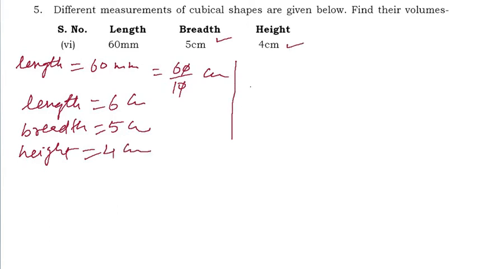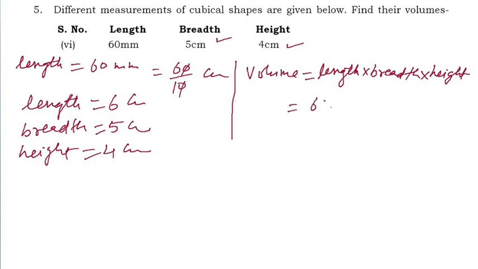Now the formula of volume is equal to length into breadth into height. So length is given as 6 centimeter and it is the 5 centimeter and height is 4. So you can multiply this. 6 times 5 is 30 and 3 times 4 is 12. So 120 centimeter cube. So that one is your answer.